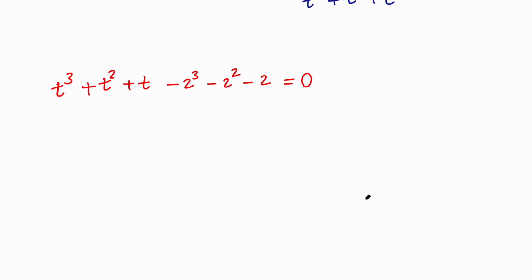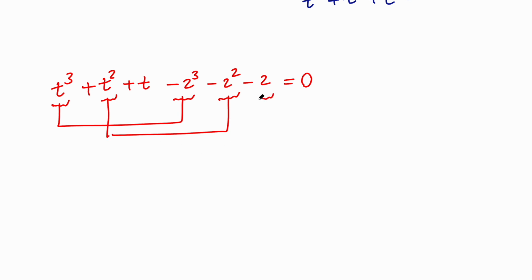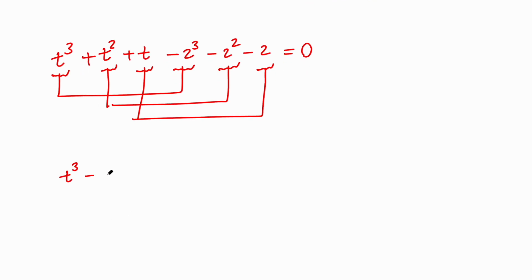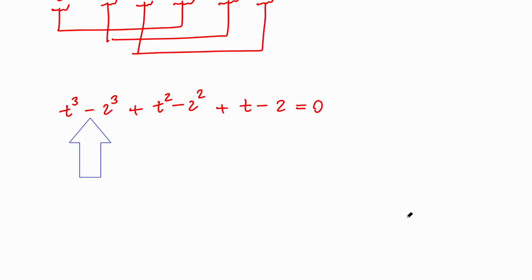Next, let's go ahead and put this next to this one. Put this one next to this one. And put this one next to this one. So we're going to have t cubed minus 2 cubed plus t squared minus 2 squared plus t minus 2 equals 0. Now, if you look at the left-hand side, it is obvious that we have a difference of 2 cubes and a difference of 2 squares.